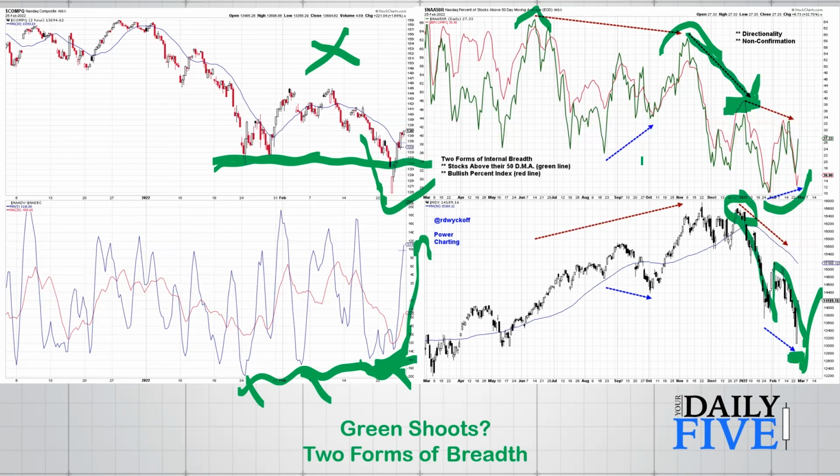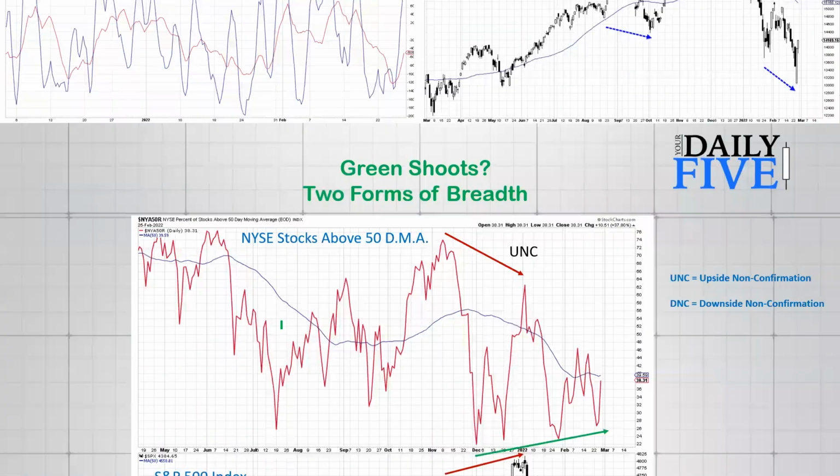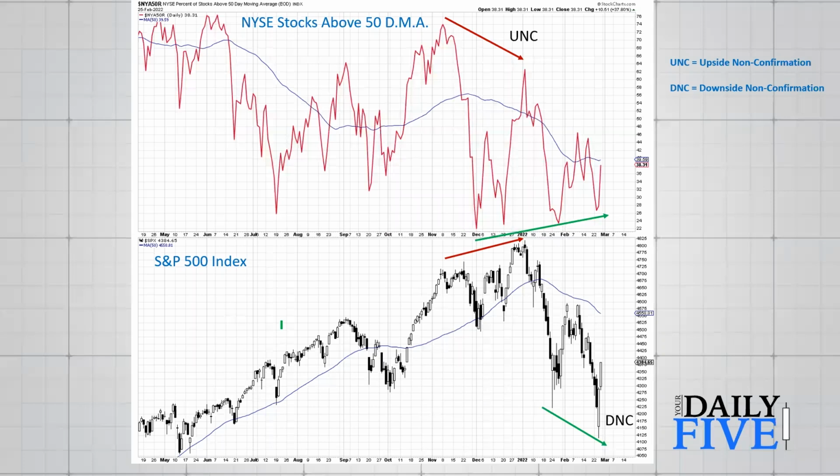Another important point I want to make about this indicator is that directionality is important. When it's going down, be cautious. When it's going up, that's a good sign for the rally to start and continue. And then this is the New York, same story. Look at this, upside non-confirmation, higher high here, not confirmed. And then the really big trouble starts after that.